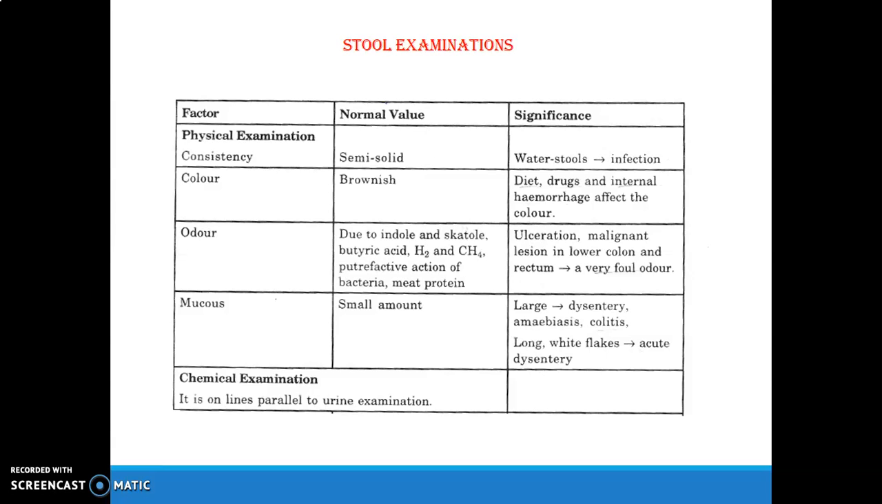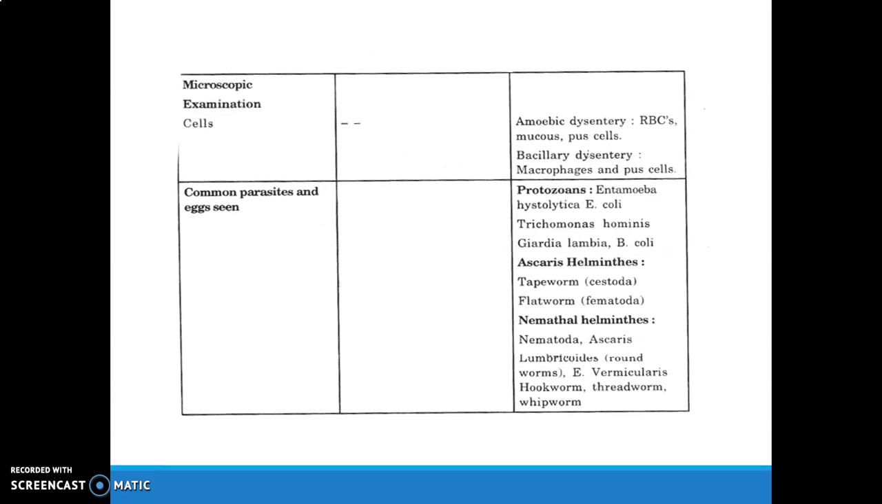Then mucus: it should be in small amount. If it is in large amount, it may be a result of dysentery, amoebiasis, or colitis. If there are long white flakes, it may be acute dysentery. Chemical examination is on lines parallel to urine examination. Microscopic examination is for cells.